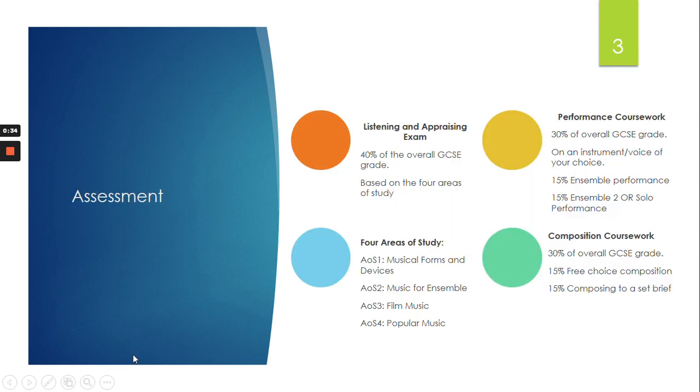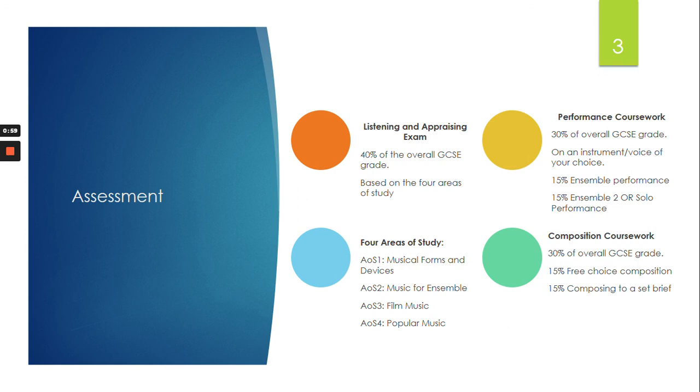The listening and appraising is an exam, but it is a listening exam based on 4 areas of study that we cover throughout the GCSE for performance, composing, and listening. It is one exam. There are 8 questions, and we do listen to music throughout the exam and answer questions about the music that we hear.